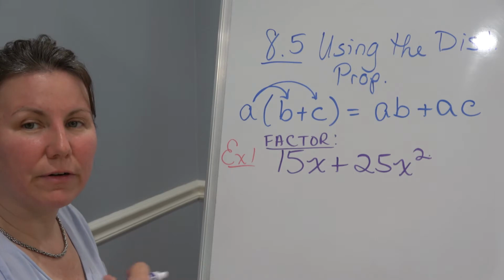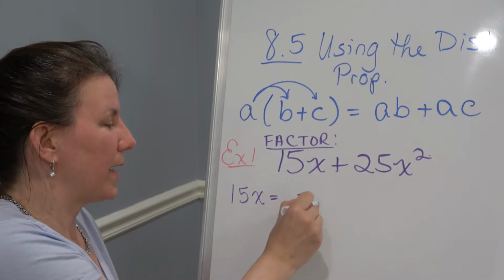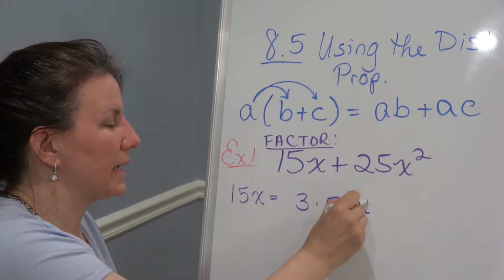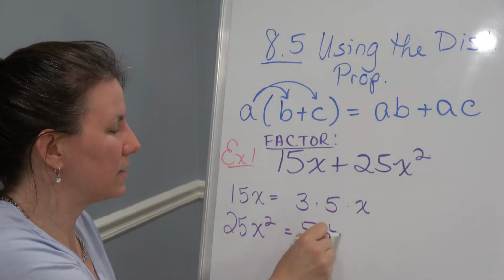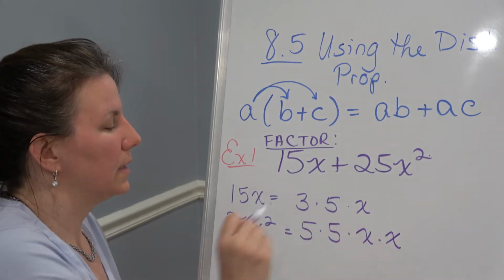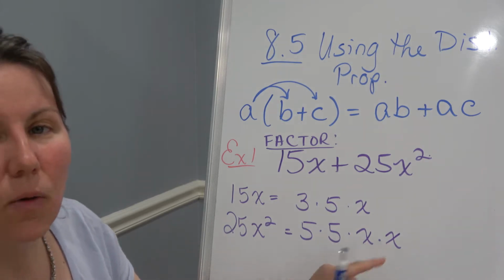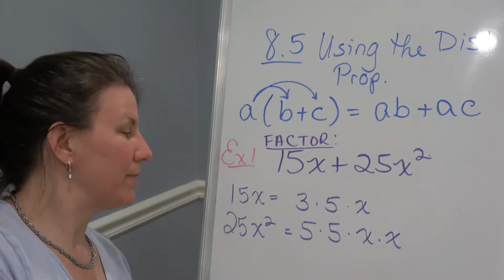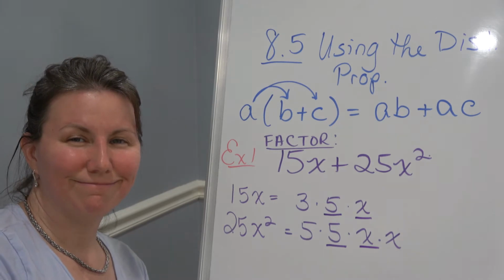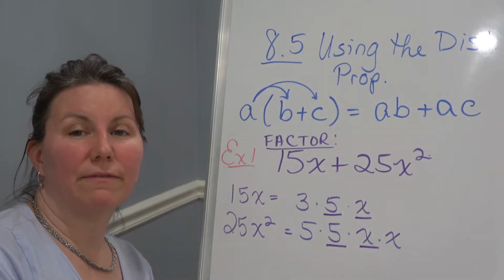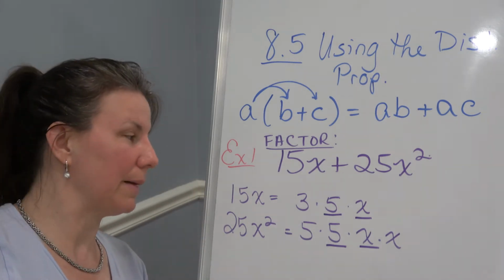If you were to do this very slowly, you would look first at the 15x and write it as its prime factorization. So 3 times 5 times x. 25x squared is 5 times 5 times x times x. Now what they have in common, their greatest common factor, is that they each have a 5 and they each have an x. They might have a 5 and a 2, a 5 and a 3, so they could have more than one factor and also more than one variable in common.